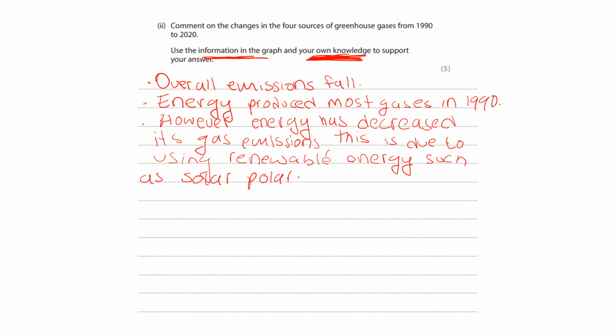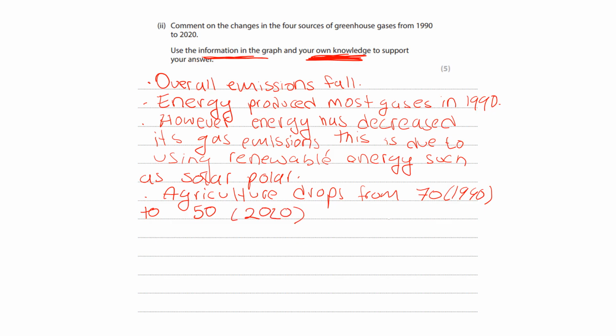And then my second point is going to look at agriculture. You can also use any other energy source, but I'll just use agriculture. So agriculture drops from 70, which is in 1990, 90 to 50, which is in 2020. That's just a general trend.